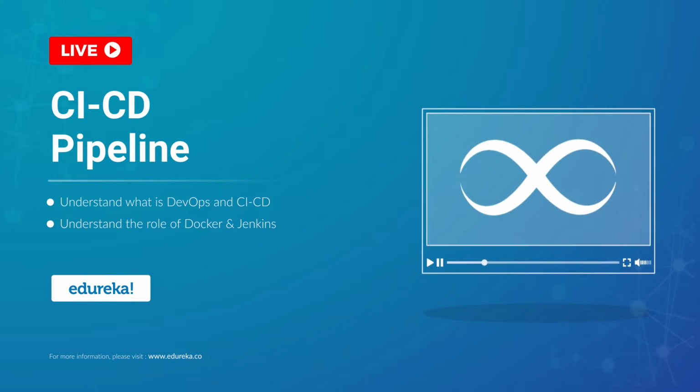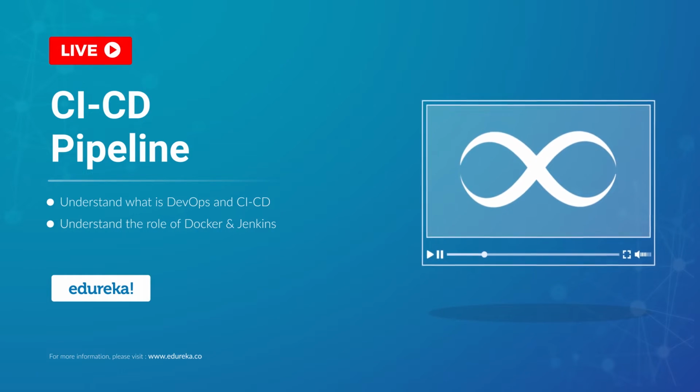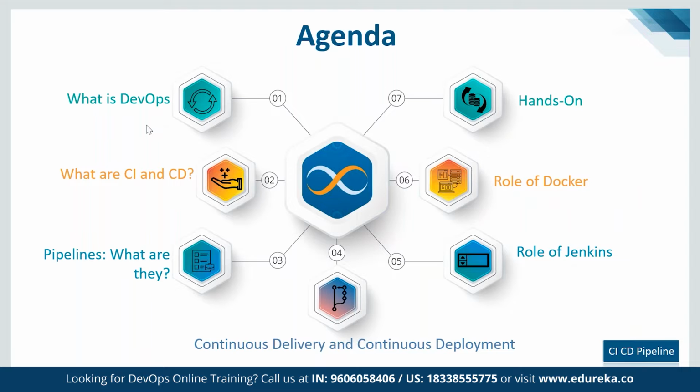Okay, so here, guys, you will see in the slides what we are going to cover today. We are going to cover first what is DevOps, what are CI/CD pipelines, why pipelines are being used, what are continuous delivery and deployment models, what is the role of Jenkins, what is the role of Docker, and the hands-on. So these are the topics which we'll be covering. First, let me start with what is DevOps.